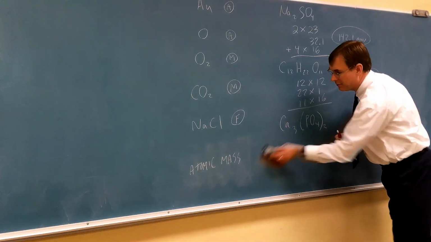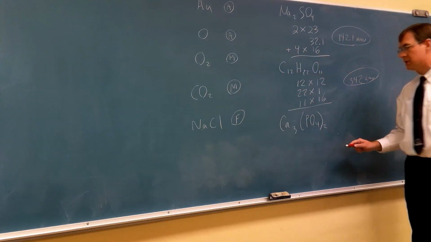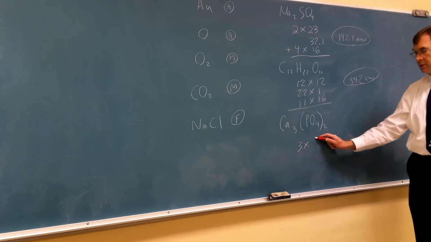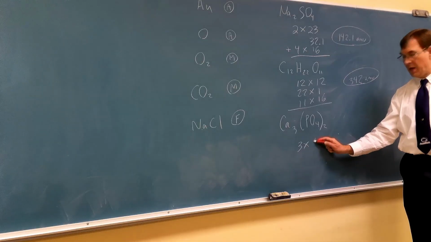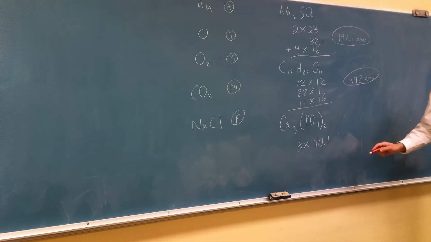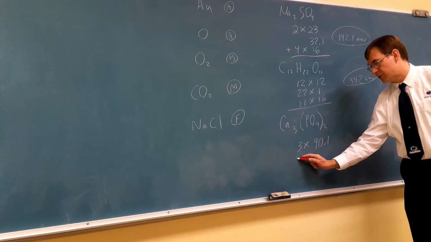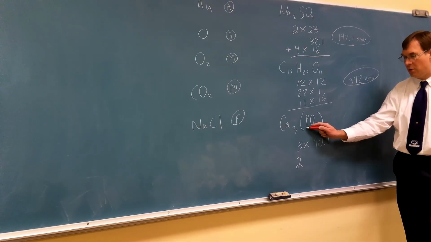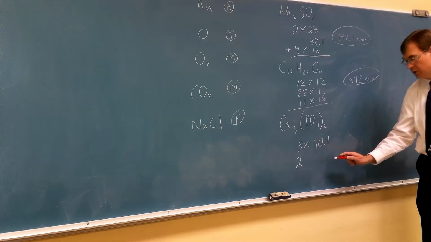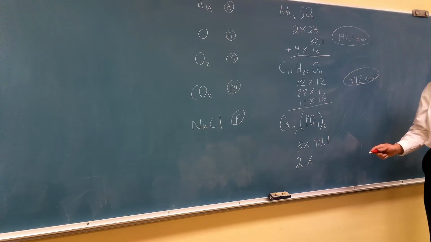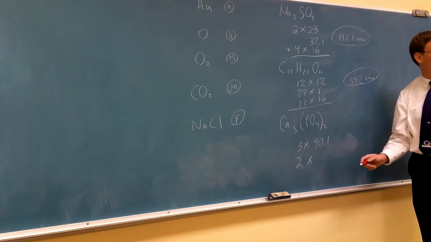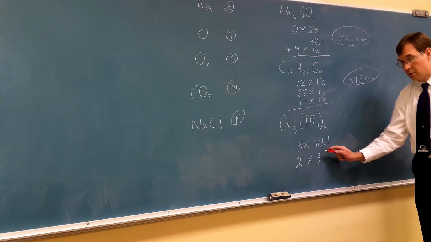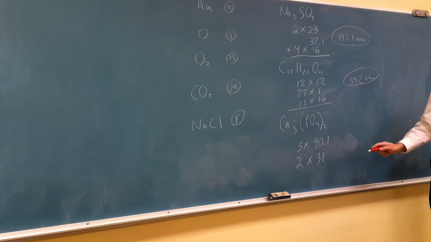This one's a little different because of the parentheses changing things. So for calcium, there's 3 times, look it up, 40. I think it's 40.1. Then phosphorus, there's 2, because there's like a distributing chemistry problem going on here. The 2 is multiplying all of these. So there are 2 phosphorus. I don't remember phosphorus, it's 31. It's 30.97, so we'll round that to 31.